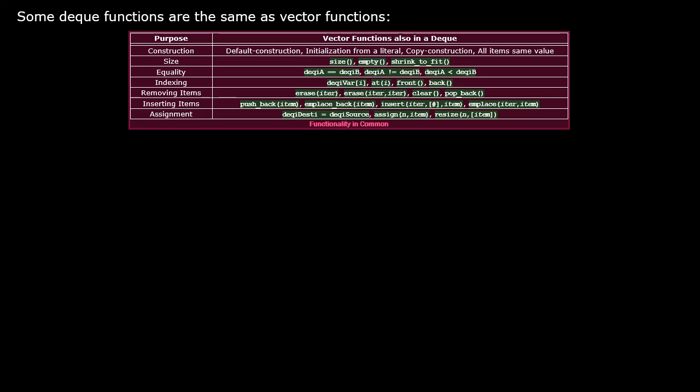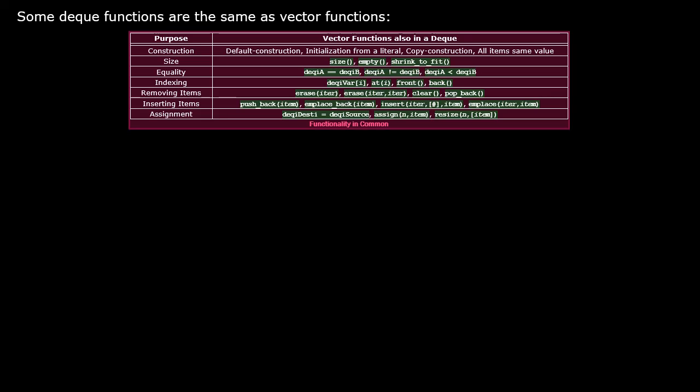A Deque allows random access to its items using either an array indexing operator or the at function. The array indexing operator causes a runtime error if the index is out of range, whereas the at function would throw an exception. The first and last items can be accessed using their special names front and back. For all of these indexing actions, a reference is returned.